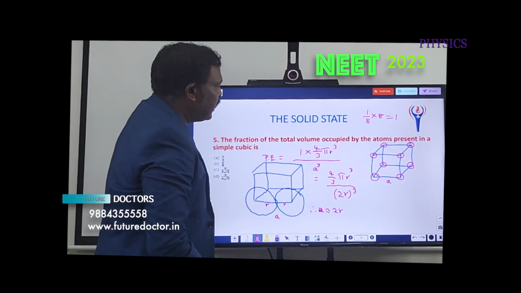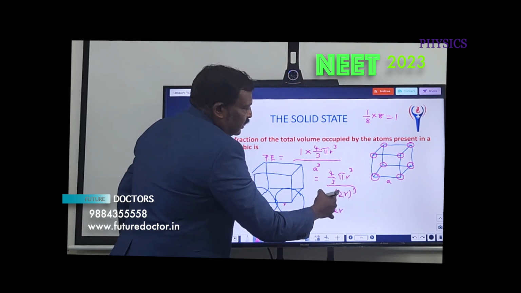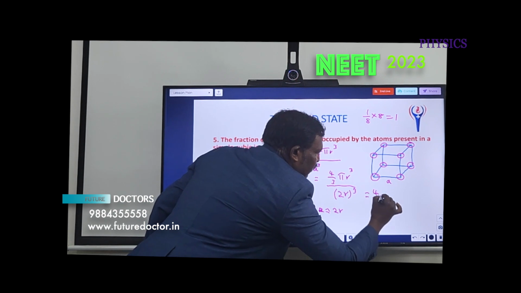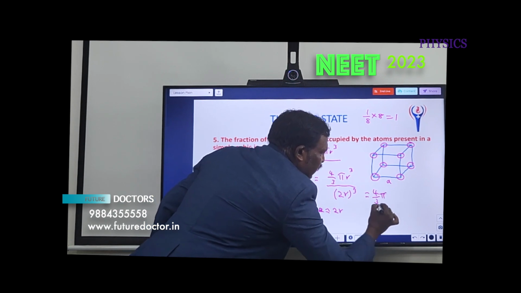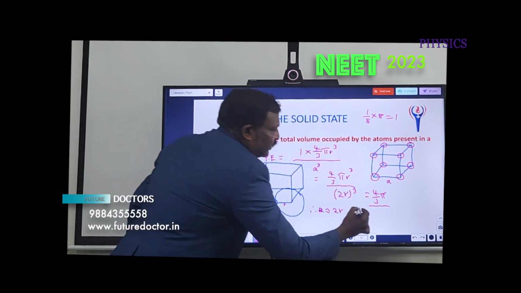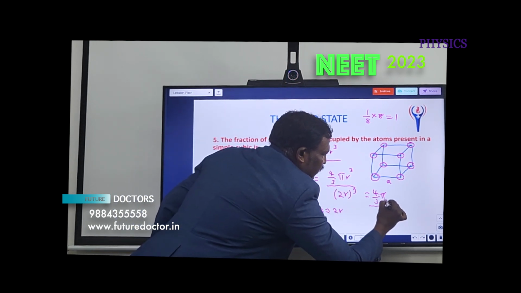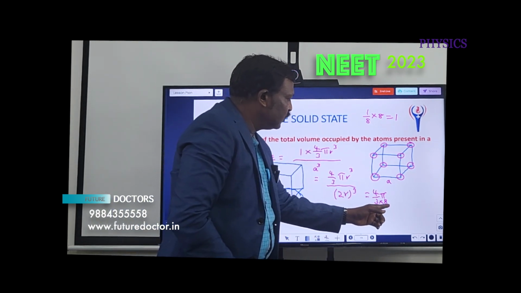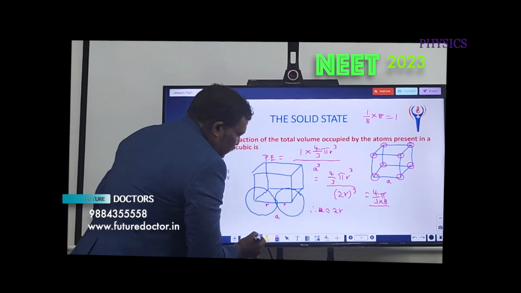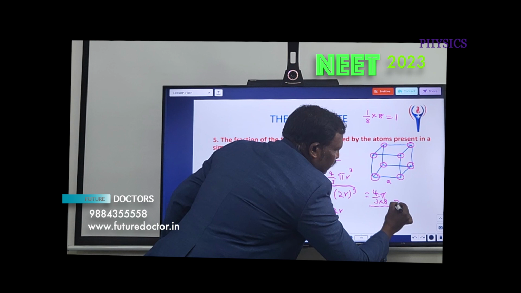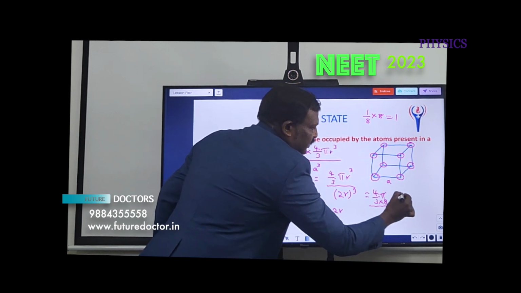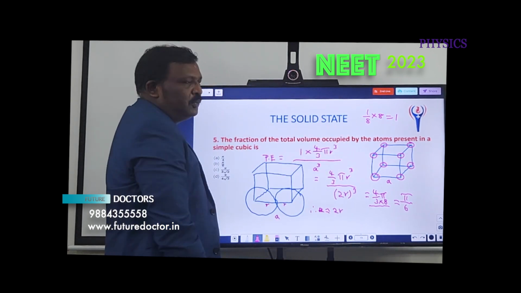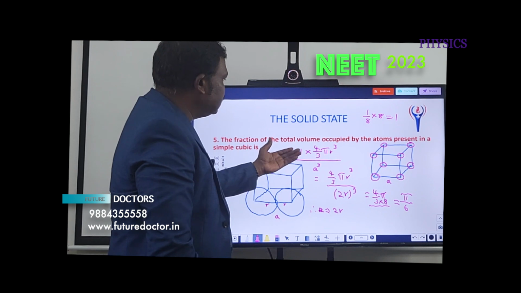Understood? So the R cube, R we can cancel. The 2 cube we can consider as 8, so 4 by 3 pi by 8. Now that cancels: here 1 time, here 2 times. The remaining will be pi by 6. Understood? So we have pi by 6. This is the way we have to calculate.